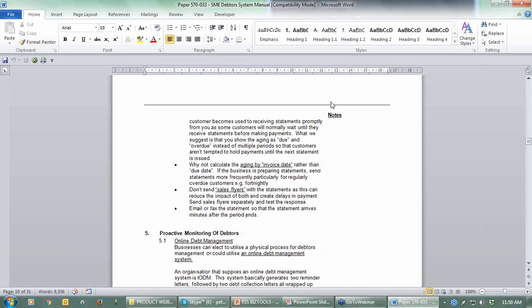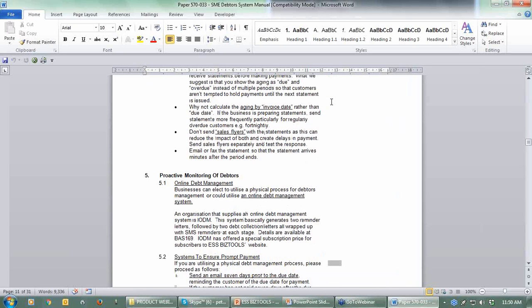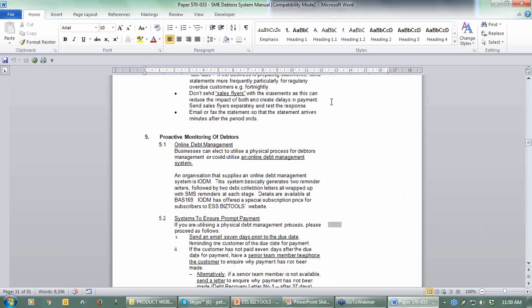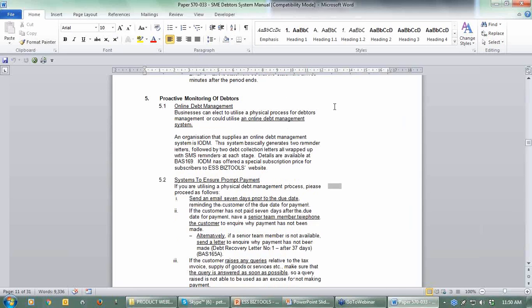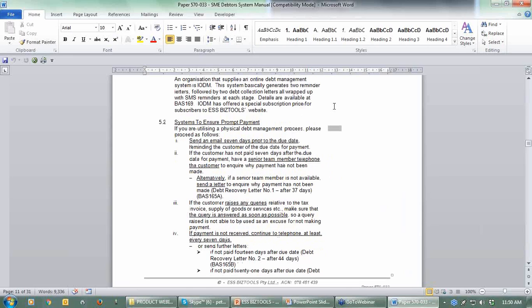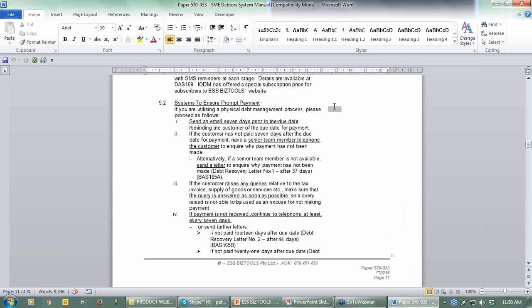Debtors statements, there's some comments on. Some businesses don't worry about debtor statements anymore, but one of the key things is to make sure the customer knows that, so they're not using the excuse, oh, we were waiting for the statement to arrive so we can reconcile it before we make payment. We have an arrangement with IODM, who operate an online debt management system that you can read about there and refer to the form.